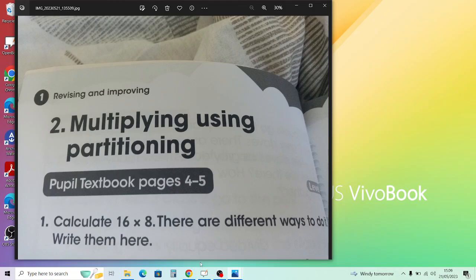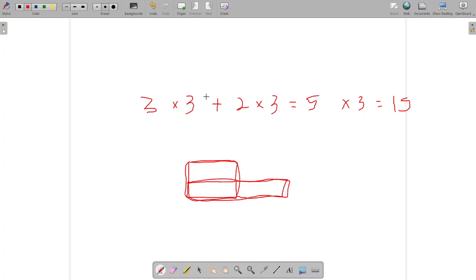Just a quick reminder, because we've done this before. This is what they're referring to as partitions. So from here, we're going through this way, and then it equals 15. Another way of doing 5 times 3 would be by splitting the 5 into 3 and 2, and then we times it by 3. Okay, so that's another way of doing it.